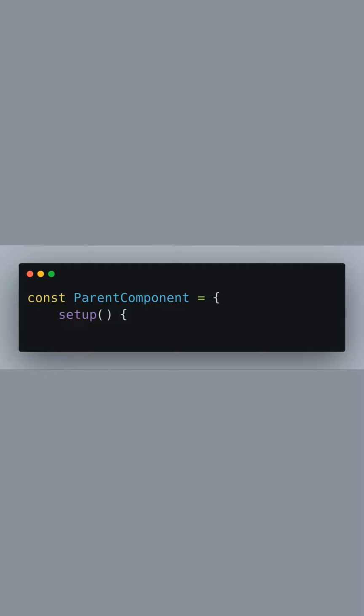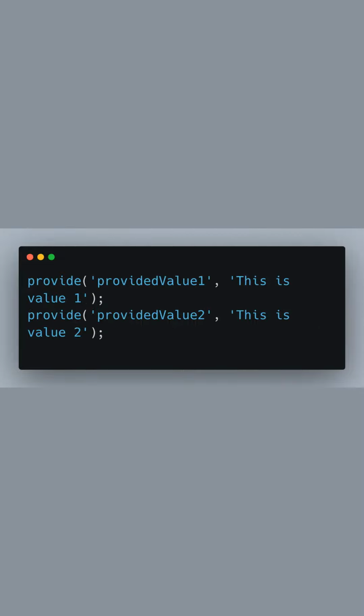Here we have a parent component. Inside its setup function is where we can define the values that we want to provide to the child components. We can call the provide function with two arguments, a key and a value. We've provided two separate values here, provided value 1 and provided value 2, each with its distinct string.